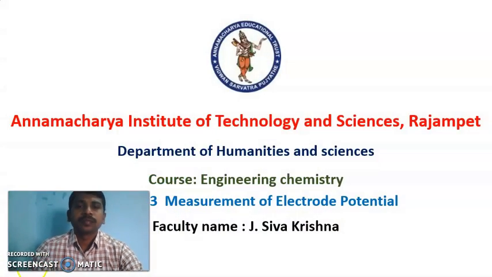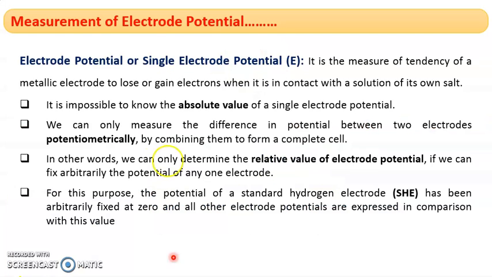Welcome to the session. In this session, I am going to talk about measurement of electrode potential. Electrode potential or single electrode potential is denoted with capital E.